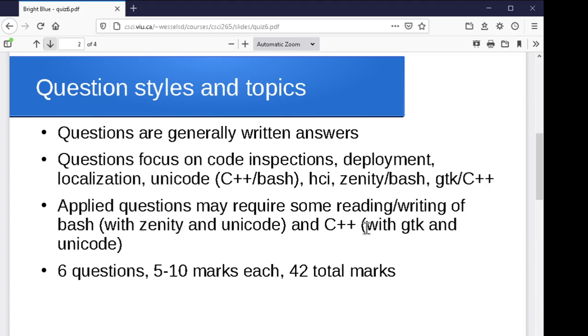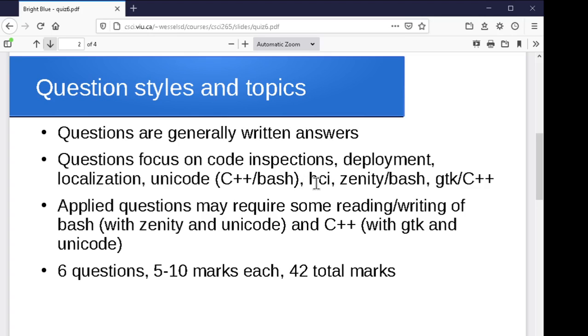Unicode. We did a little bit more in terms of code with this one, so you should be okay with the use of Unicode in Bash and in C++. Again, there might be a discussion question, there might be coding style questions on that.